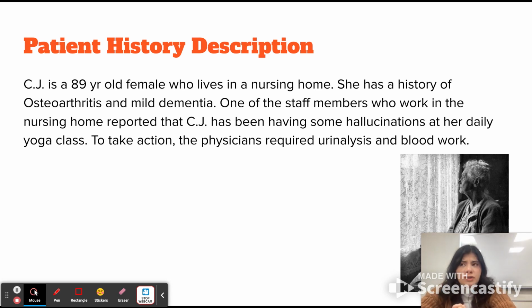And one day she was having hallucinations in her daily yoga, and when one of the staff members noticed this, she reported it to the physicians. And to take action, the physicians ordered a urinalysis and blood work.